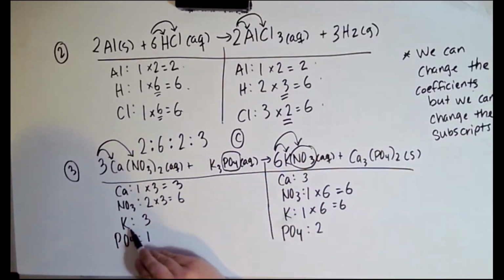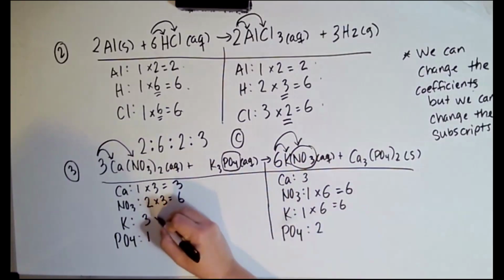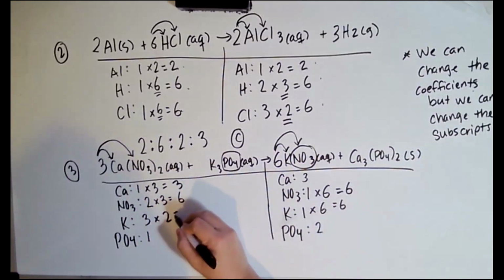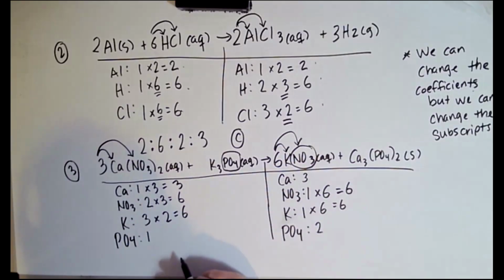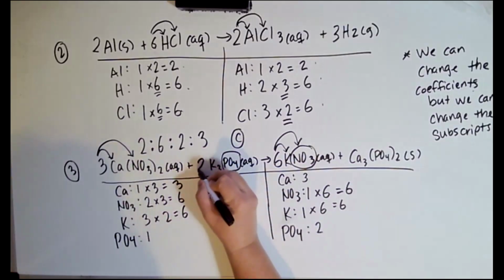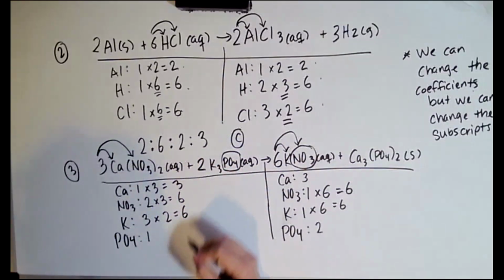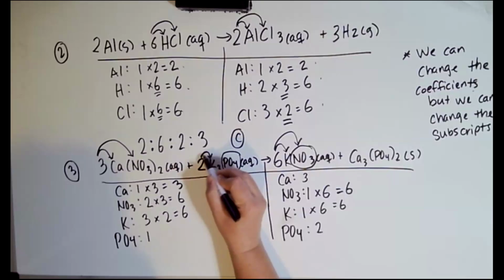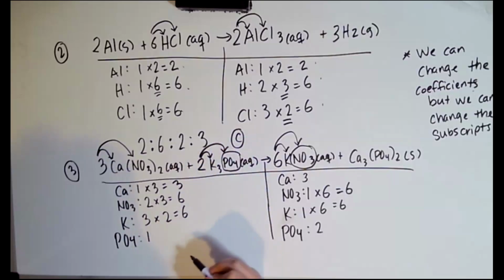I can come back over here now and say, all right, well, my potassium, I've got 3 of them here. I've got 6 of them here. So I'm going to multiply my potassium compound by 2. So I can have 6 potassiums. So I'll put a 2 out in front of my potassium phosphate. And that 2 is going to apply to my potassium, and it's also going to apply to my phosphate ion. So I'm going to end up with 2 of those as well.